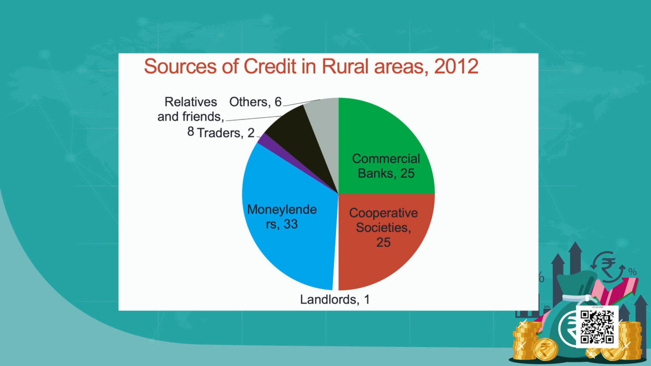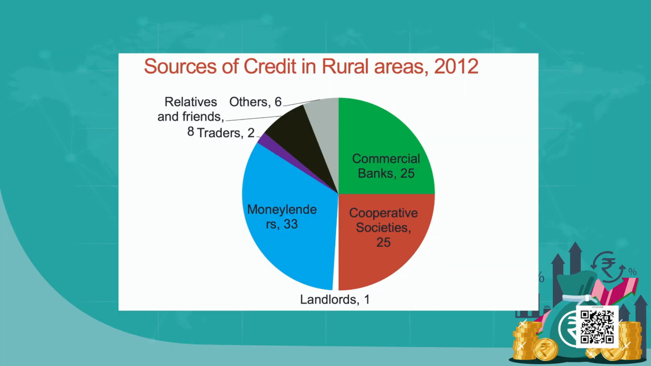In 2012, see, these details are not available for the recent years because India is a big country. You cannot collect details on a daily basis. So once in 10 years, once in 8 years, these surveys are conducted. And things don't change so easily. So I am showing you here the sources of credit in rural areas in 2012.